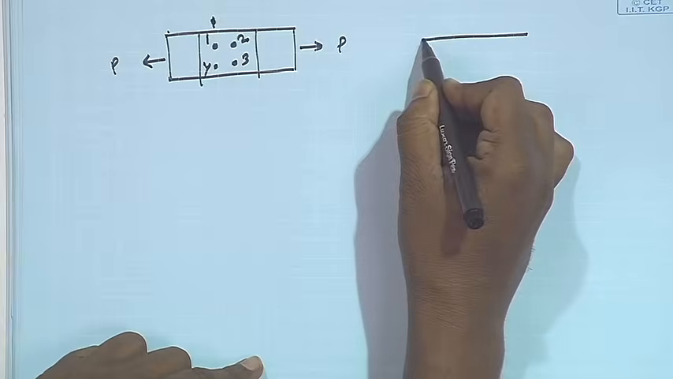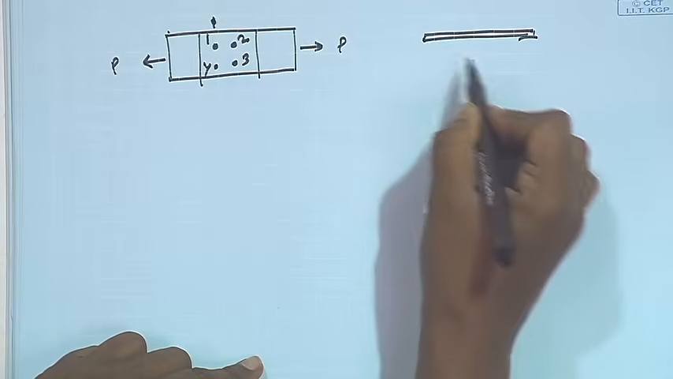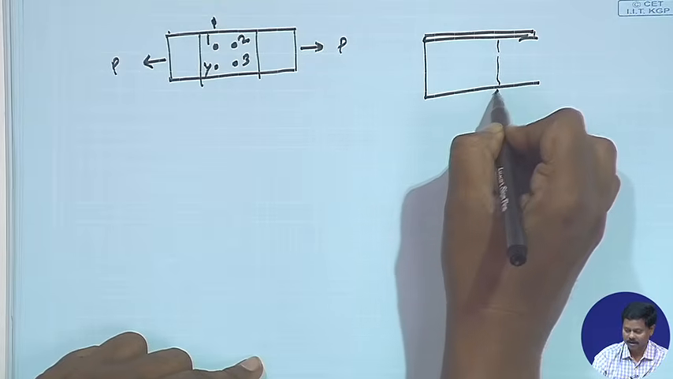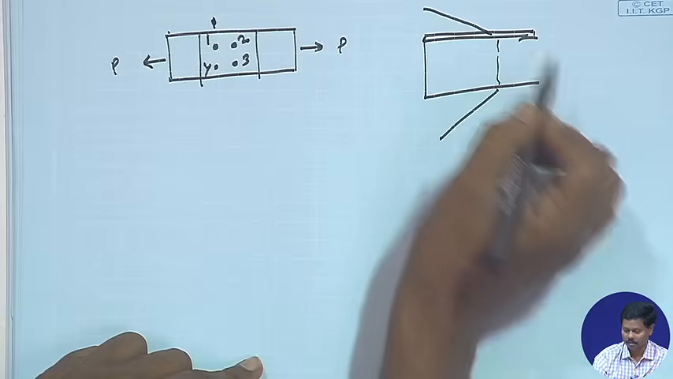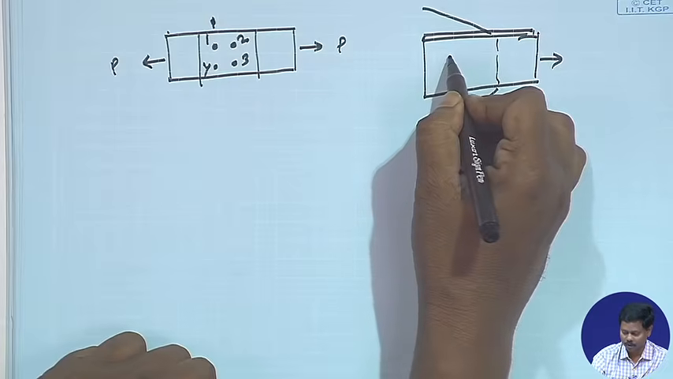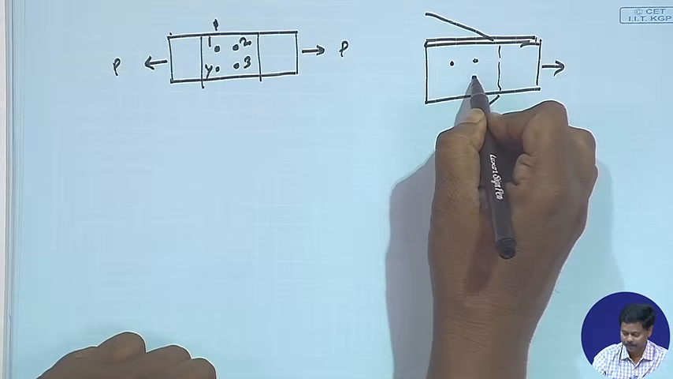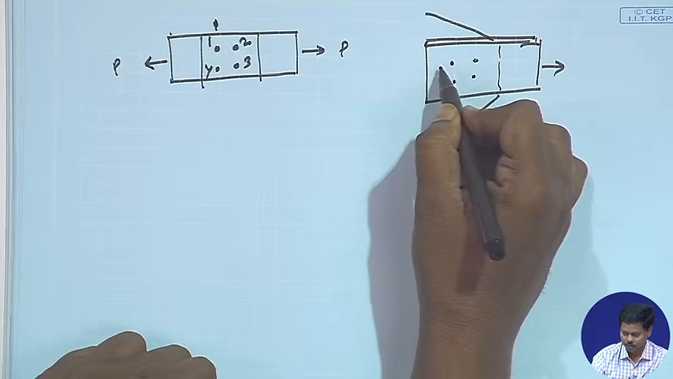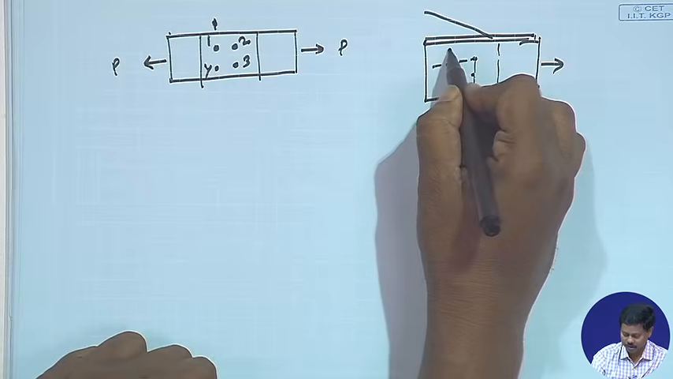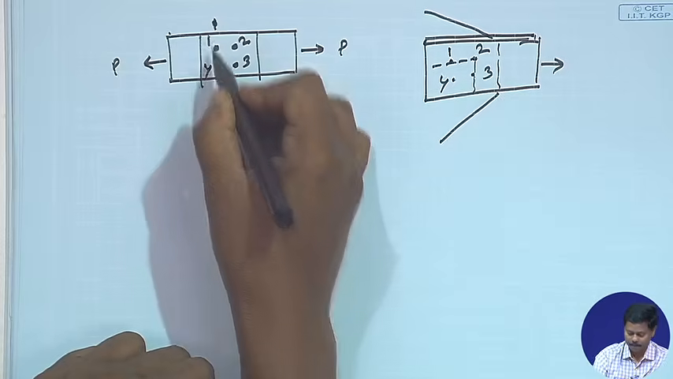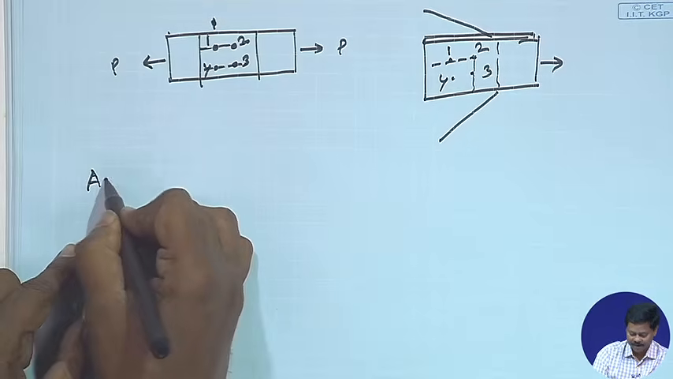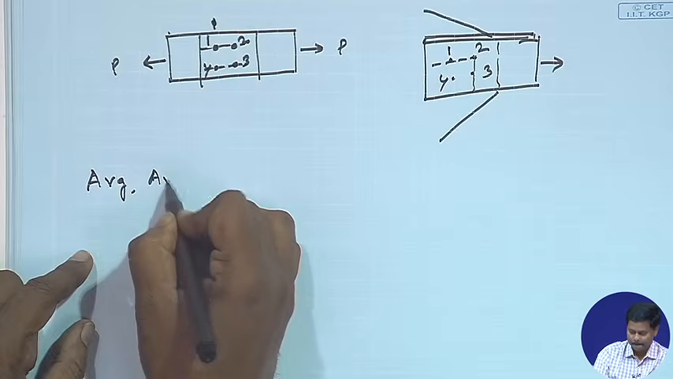and also let us come to the angle section. This angle section is connected to a plate and under tensile force, and bolts are connected in this way. So, we can see 1, 2, 3, 4.